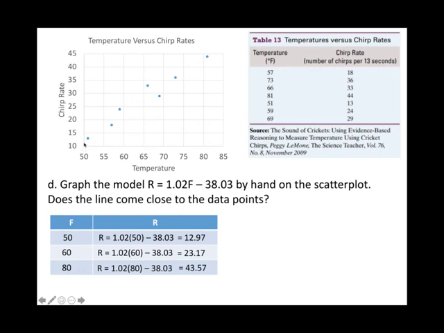So I have the coordinate 50 and 12.97. So it's about 13, right? 13 is going to be somewhere in the middle here, so like this point. And then 60 and 23.17. So 23 somewhere like here. Okay, I have a second point in here. Last one, 80 and 43.57. So it's about 44, close to 44 like here. Okay, so I have these 3 points here. Join these 3 points with a straight line. You could get a graph like this.